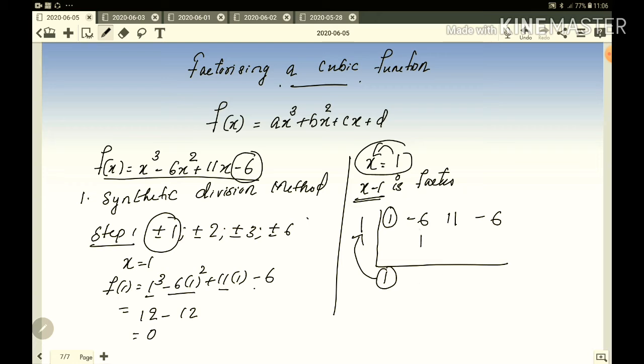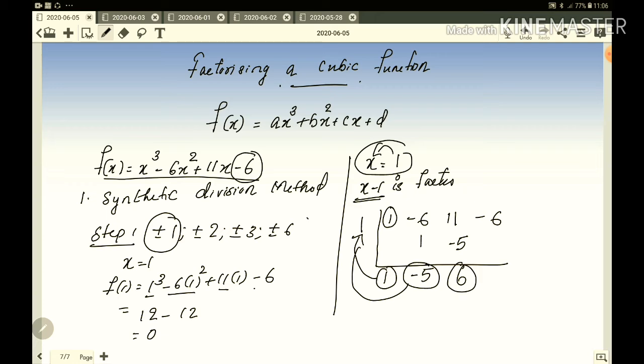Now just add it. Minus 6 and 1, adding gives minus 5. See, minus 5 came under the line. Then you have to repeat. This minus 5 is going to multiply 1 again. That is going to be minus 5, right under the next number. Then add it. So it will give you what? 6. Clear? Then you are actually repeating the same steps.